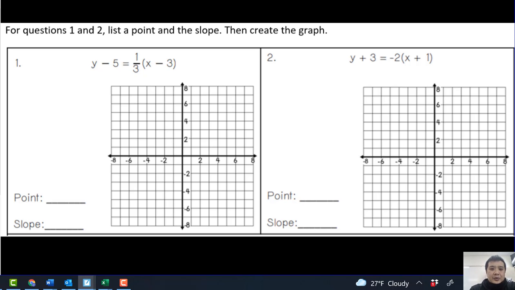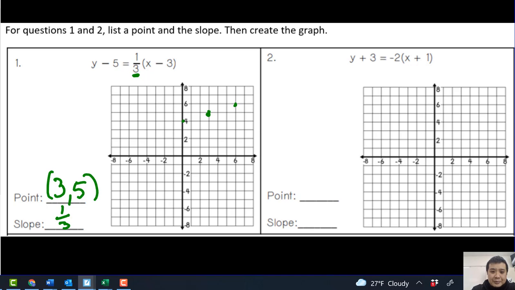So, here we have y minus 5 equals 1/3 x minus 3. Okay. Remember that this means that we have a point of 3, 5, because 3 minus 3 equals 0, and 5 minus 5 equals 0. So we're going to have a point 3, 5, and we're asked to list a point and a slope. So 3, 5, let's put a graph of that right here. Okay. And the slope, again, is this number right here. So our slope is 1/3, a positive 1/3, which means that we're going to go over 3 up 1.